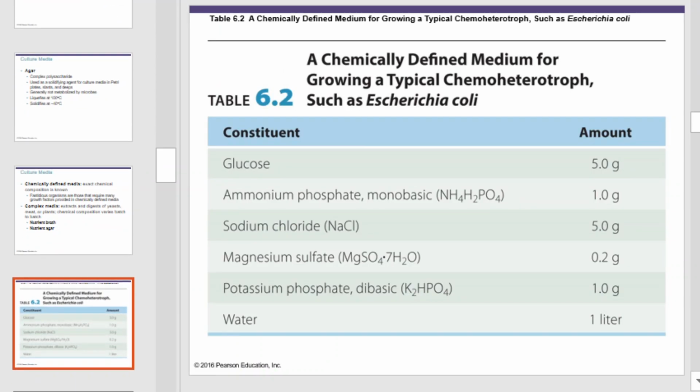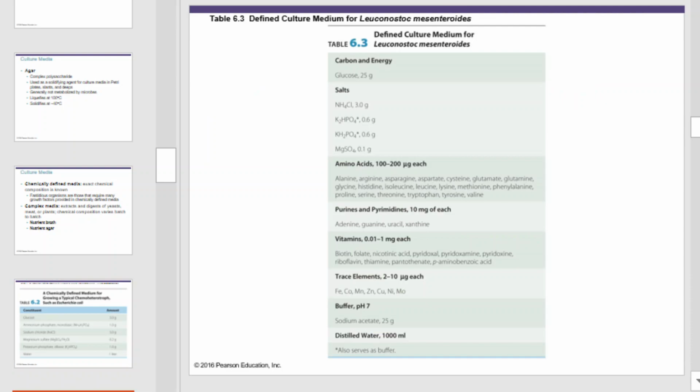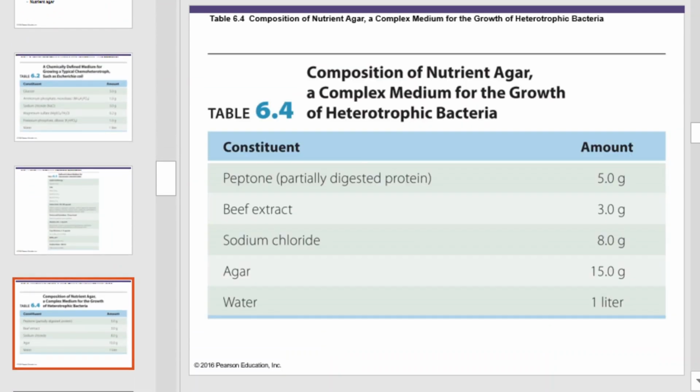This is a table just to kind of give you some ideas of what might go into a chemically defined medium for growing a chemoheterotroph such as E. coli. And you can see that we know the exact gram by gram constitution of the medium. This is a defined culture medium. And again, in a defined culture medium, you know exactly what's going into it on a gram by gram basis.